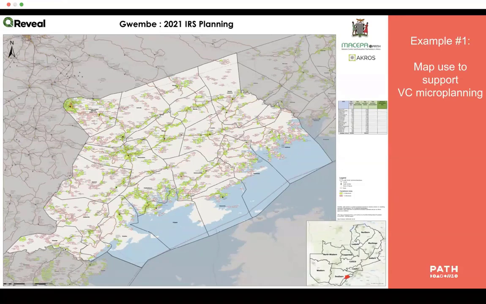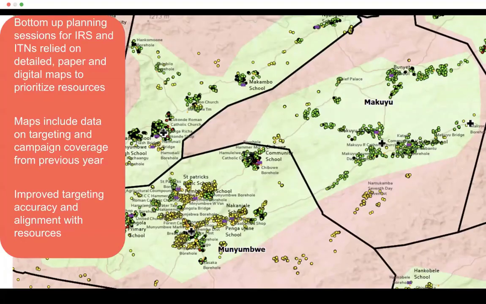Next slide. So this is one of the maps that was generated from the previous campaign, the 2021 campaign that we just completed in the country. This is a district called Gwembe, where we geo-spaced the whole district in terms of targeting where spraying should be done and where ITNs will be deployed within the district.